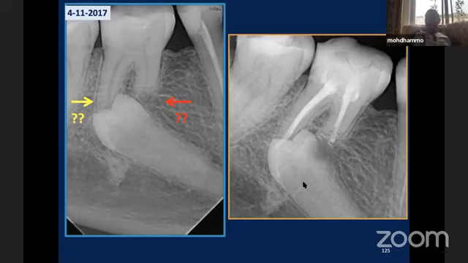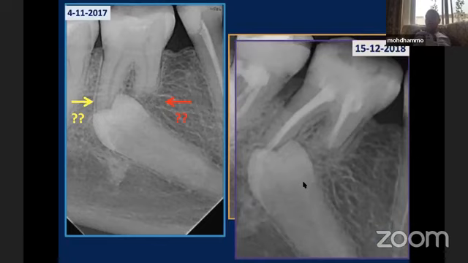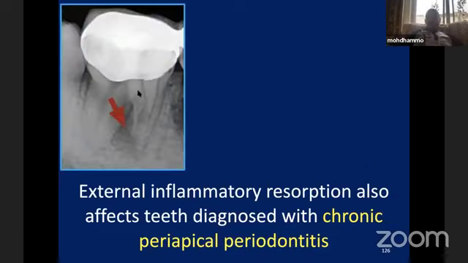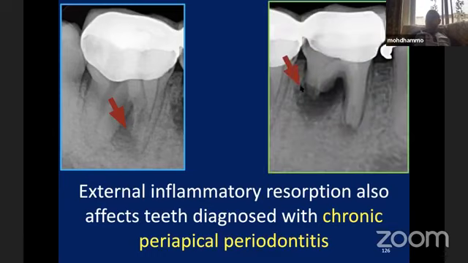And let's see this case after 1 year. We have no resorption here, no lesion here, and we gained bone here. Another very important cause of resorption is chronic periapical periodontitis, which means if we have necrotic pulp and the tooth was not treated, it will cause apical periodontitis, and this periodontitis might cause resorption of the root like this case or like this case here.